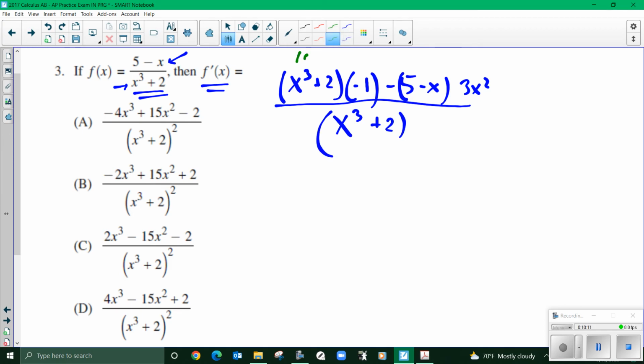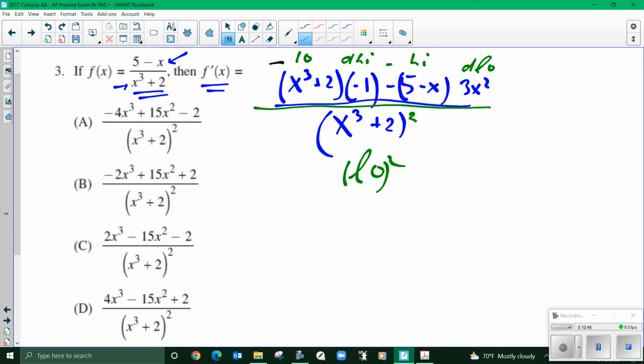It goes low d high, minus high d low. I draw a line, which is my fraction part, and then I square below. All right, and I said I square below. That should be squared. The bottom is x cubed plus 2 squared. That's the bottom for every single one. So all we've got to do is do the algebra in the numerator, kind of combine like terms.